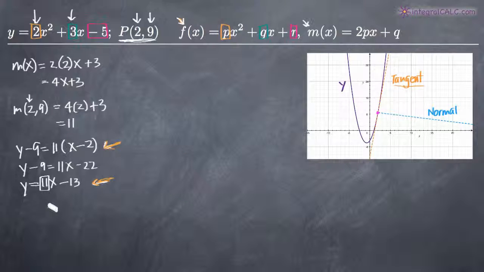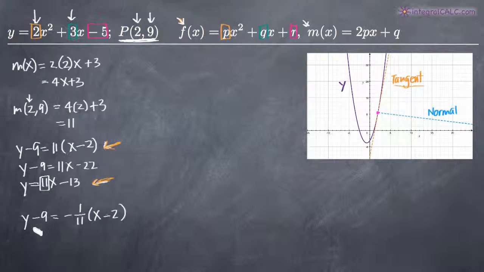So knowing that, and knowing that the normal line is also intersecting this point P, right, (2, 9), we can go ahead and write the equation of the normal line in point slope form. So again, y minus 9 equals negative 1/11 times x minus 2. So there's the equation of the normal line in point slope form.